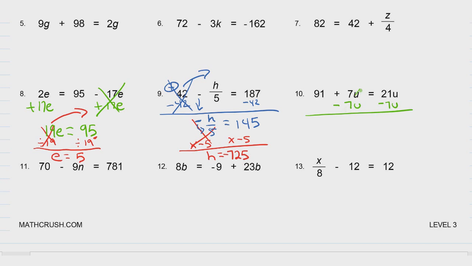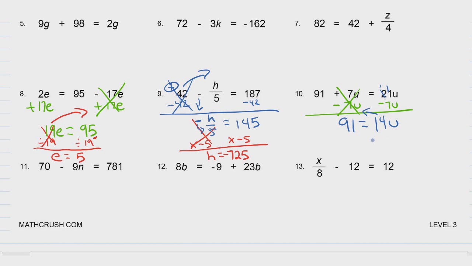7u minus 7u is gone. It's 0. You end up with 91 equals 21 minus 7. So you're going to borrow from the 7. This becomes an 11. 11 minus 7 is 4. And 1 minus nothing is 1, so 14. I should have done that in my head really quick. So you have 14u. So the 14 wants to move over to the 91 to join his buddy.